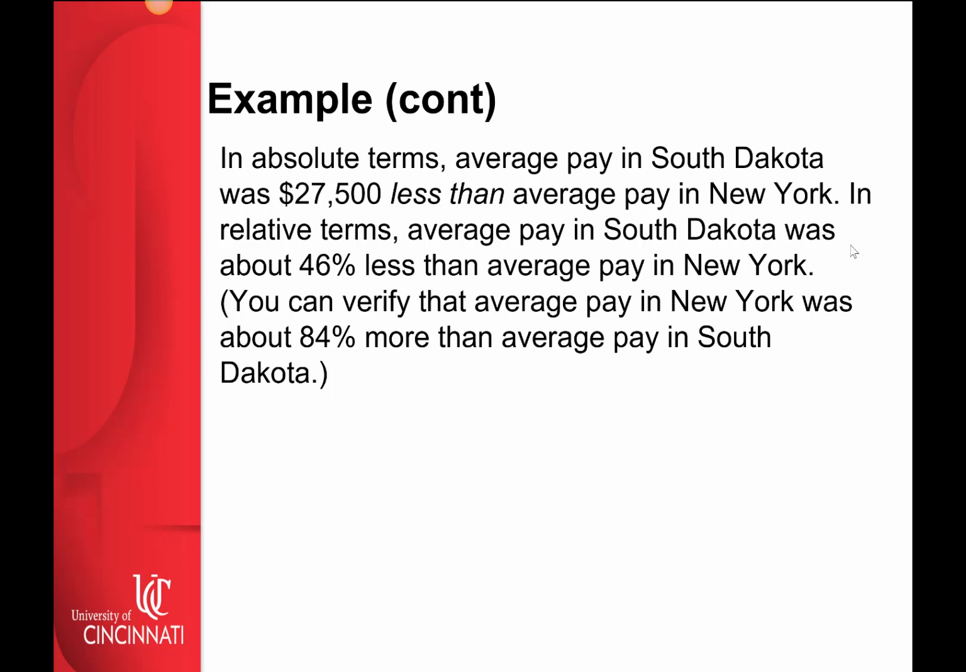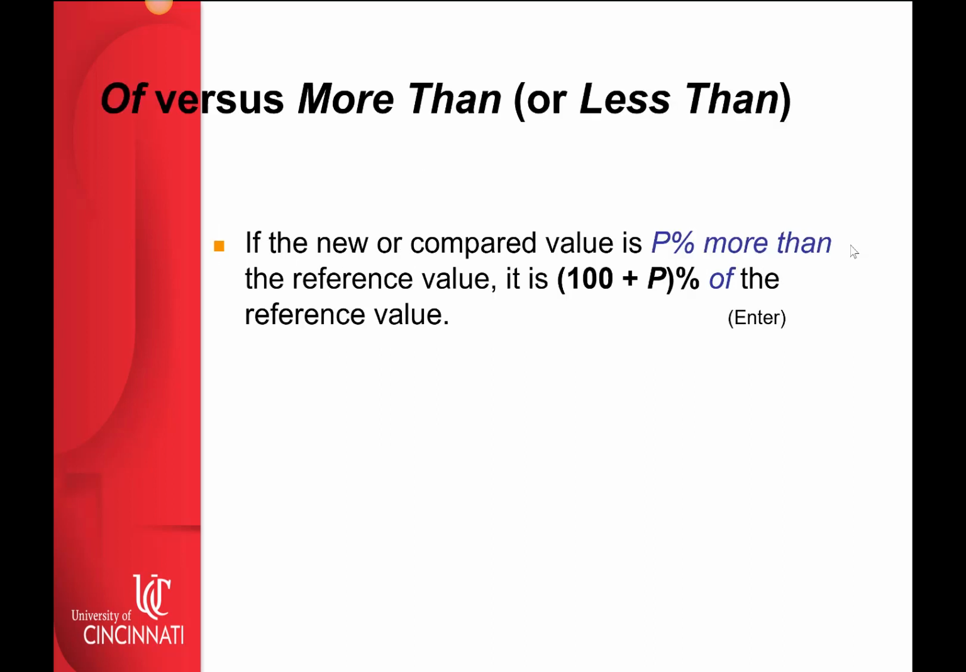Now, if we reverse things and we compare New York to South Dakota, what does that do to the numbers? It switches them, doesn't it? If we were to do New York compared to South Dakota, the original would be the 32,000, and the new would be the 60,000. The percentages would change, the actual difference would change. You come up with completely different numbers depending on which way things are compared. You got to be careful. Real important.